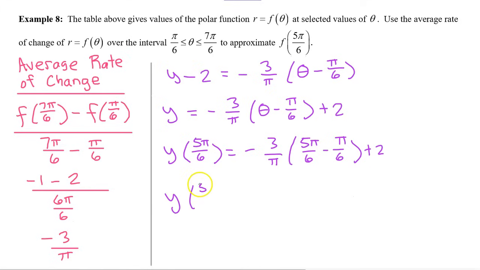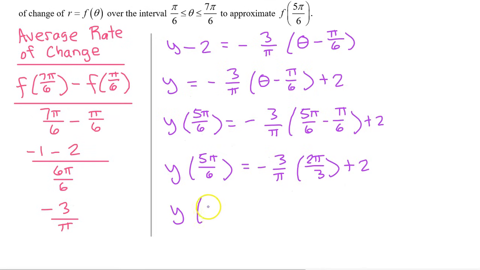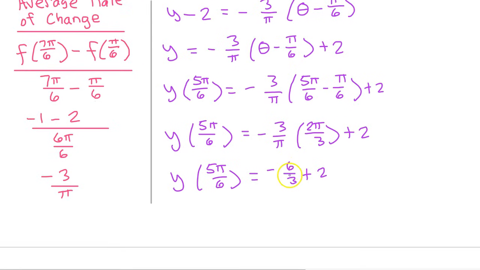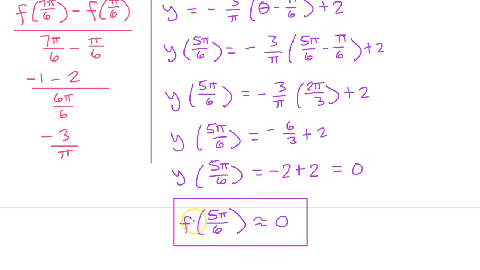So let's see, y at 5 pi over 6 is equal to negative 3 over pi times 5 pi over 6 minus 1 pi over 6 is 4 pi over 6, which reduces to 2 pi over 3. And then the plus 2. Notice that these pi's will cancel each other out. So y at 5 pi over 6 is going to equal negative 6 over 3 plus 2. Interesting, because negative 6 over 3 is simply negative 2. So y at 5 pi over 6 is equal to negative 2 plus 2, which of course is equal to 0. In other words, f at 5 pi over 6 is approximately equal to 0.